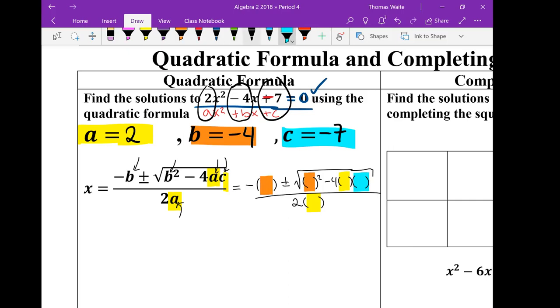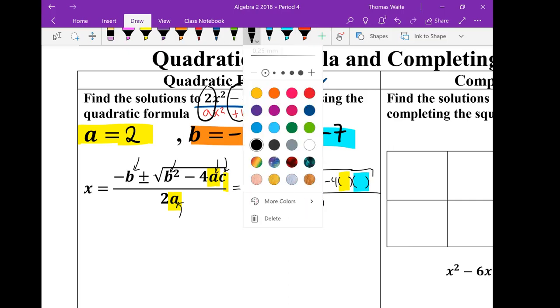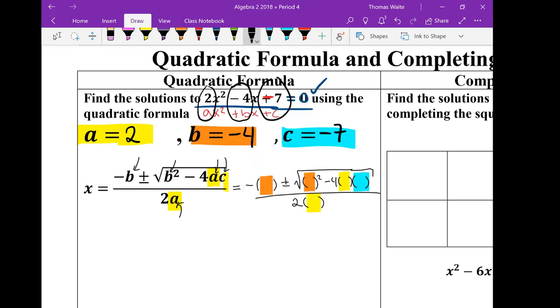All right. Now we've opened it up. I'm just going to plug in our values. Negative B is negative 4. So the oranges, I put negative 4s. A is yellow, so 2 goes in all the yellows. And C is negative 7, so negative 7 goes in our blue.